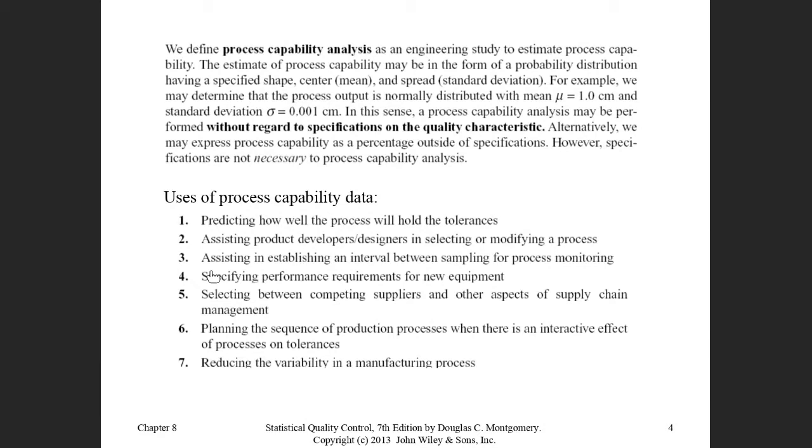To do so, when you know the process capability and you know the specification, then you can set the requirement for the new equipment needed. So you can know what type of equipment you need to process the food within the 5 minutes limit. Also, to select between suppliers, knowing each supplier's specification will also reduce the variability in the manufacturing process. All these are uses of the process capability.